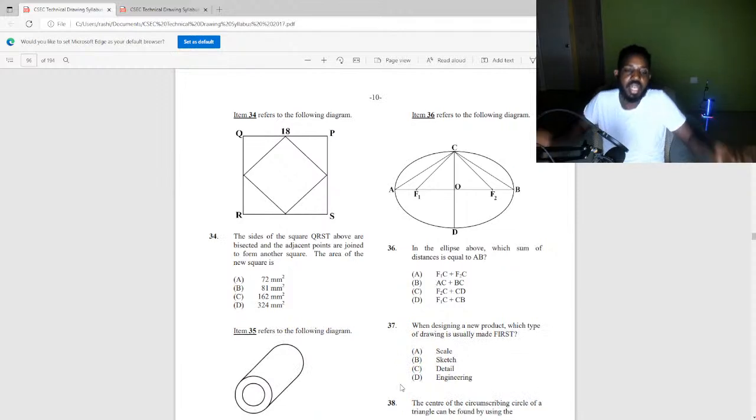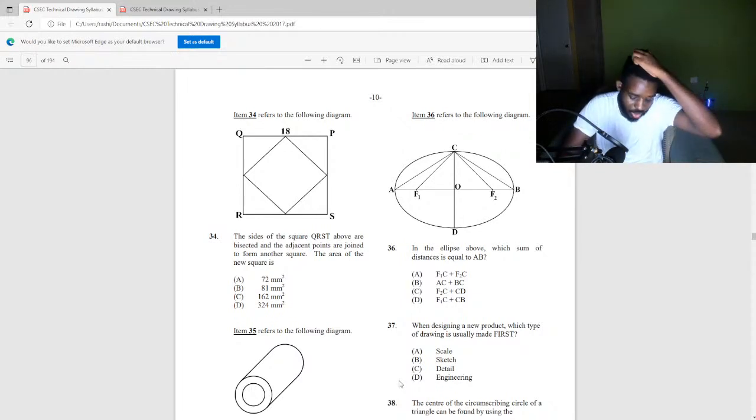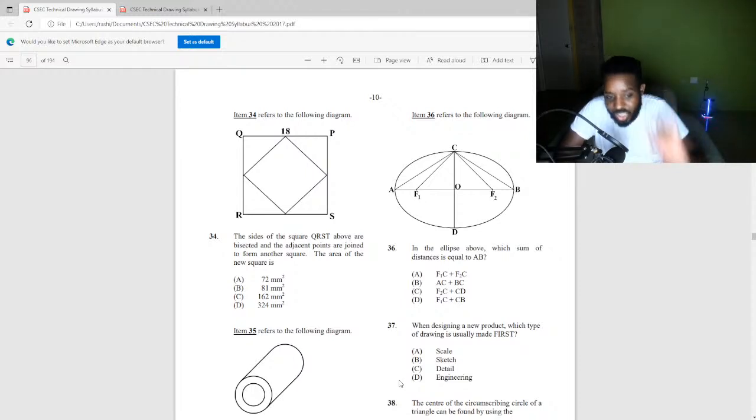34. It says the sides of the square QRST above are bisected and the adjacent points are joined to form another square. What's the area of the new square? So let's do some calculation. The area of the first square would be 18 times 18, which would give us 324. So this is 324.